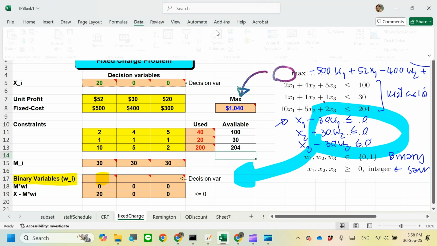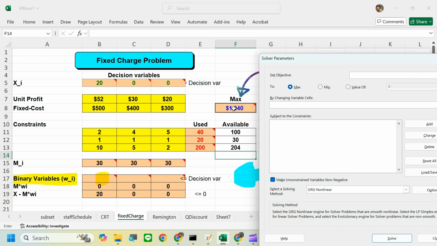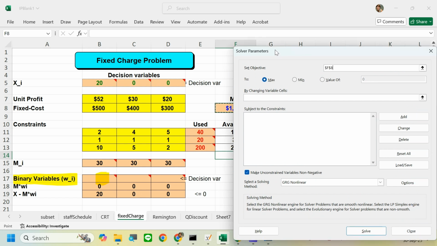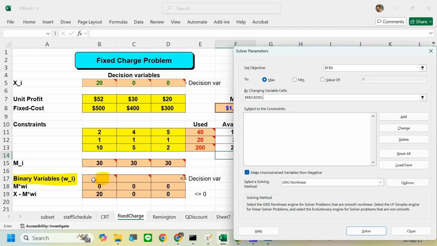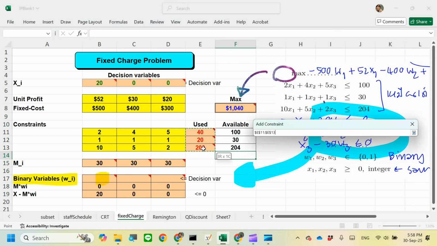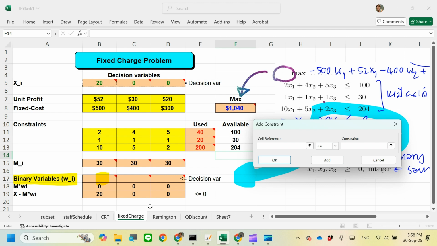I'm going to specify the Solver. So here I want to maximize total profit, and the changing variable cells are these. Now we have two sets of changing variables, and this. And then the constraint is that resource use cannot exceed resources available. And then x minus M wi less than or equal to 0. And then we also have to say that these x's are integer, and the wi are binary.